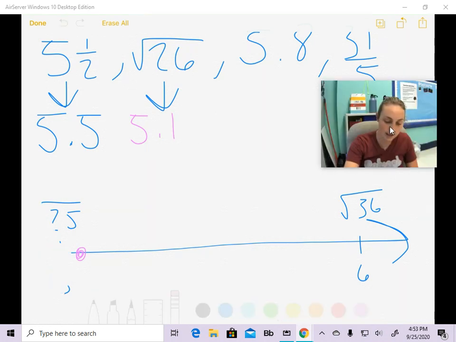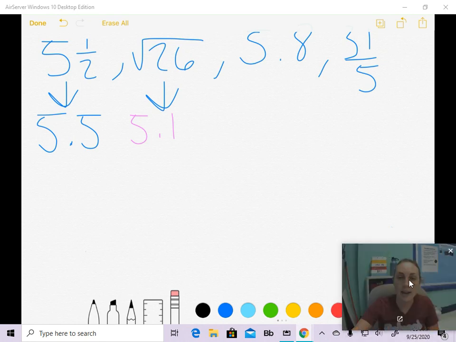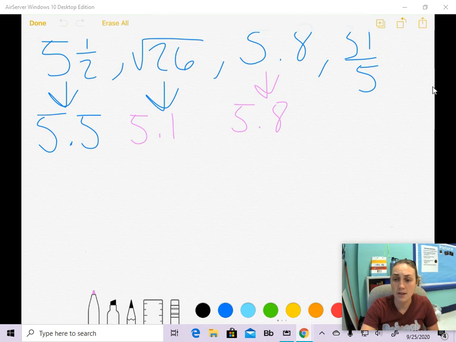I'm going to erase this line real quick, and let's keep going. Let me move my box. 5 and 8/10 is already in decimal form, so we don't have to worry about that. And then we have 31 over 5. We need to go ahead and turn this into a decimal.